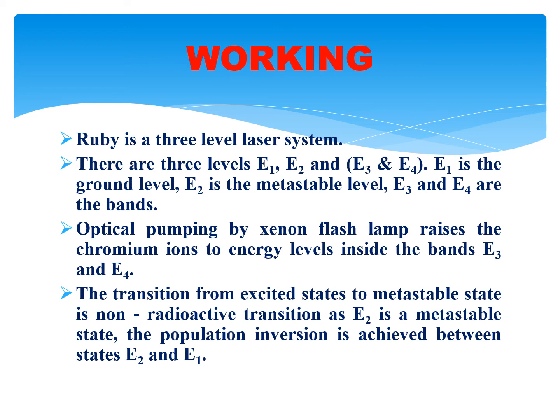Optical pumping by the xenon flash lamp raises the chromium ions to energy levels inside the bands E3 and E4. The transition from the excited state to the metastable state is a non-radiative transition, as E2 is a metastable state. The population inversion is achieved between the states E2 and E1.